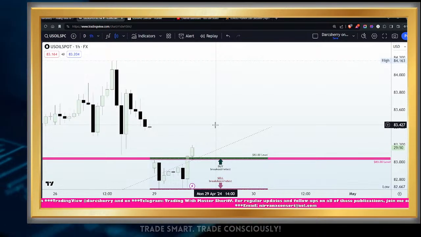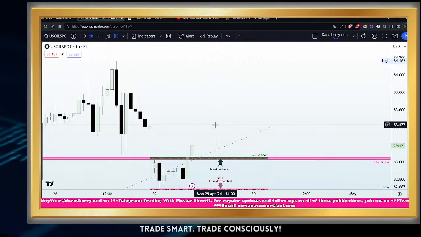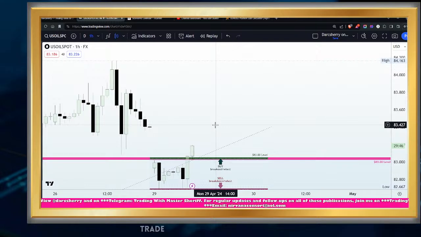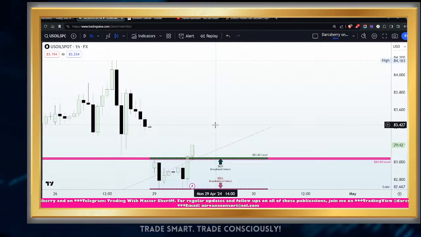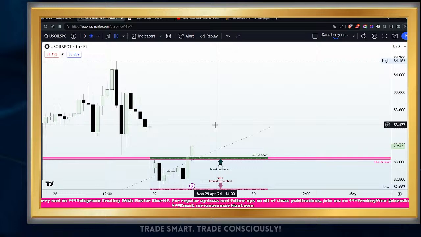And of course, I will be giving you updates on both my TradingView and Telegram platform of new levels that we can use to maximize the uptrend move.